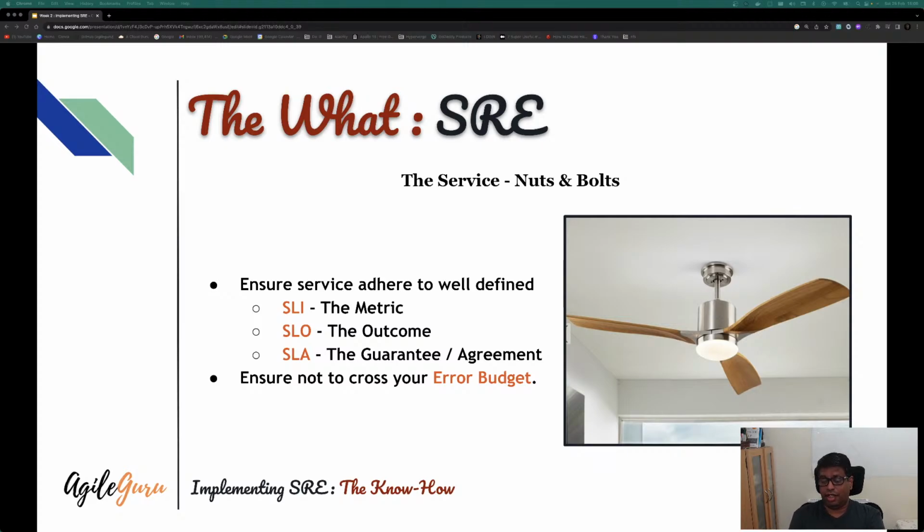If you don't, either you have to take the fan back and give back the money, or I'll impose a fine on you. And that is what SLA, SLO, and SLI mean.